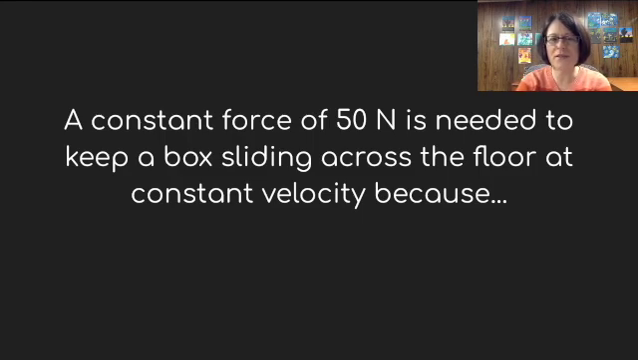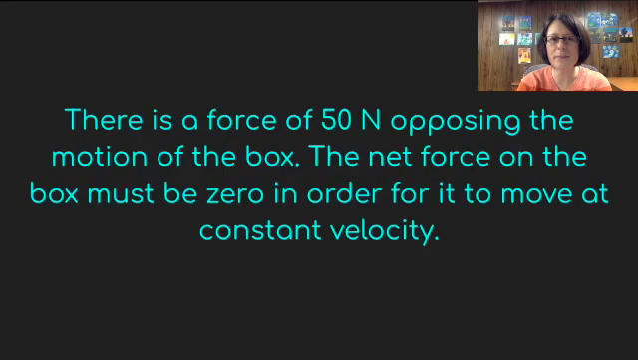So if we want things to go at a constant velocity, this means there is a force of 50 newtons opposing the motion of the box. The net force on the box must be zero in order for it to move at constant velocity. Friction is opposing it at 50 newtons, so we have to push it at 50 newtons to keep it going at a constant velocity. If we pushed it with more than 50 newtons, it would be accelerating.